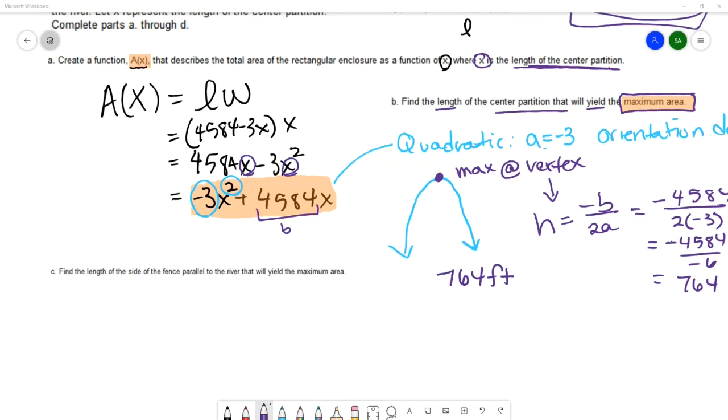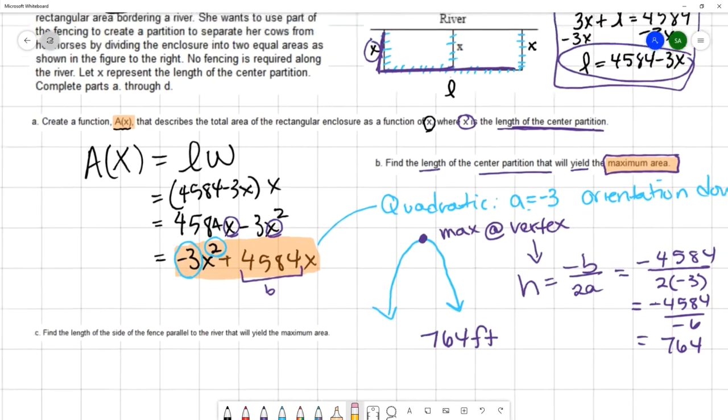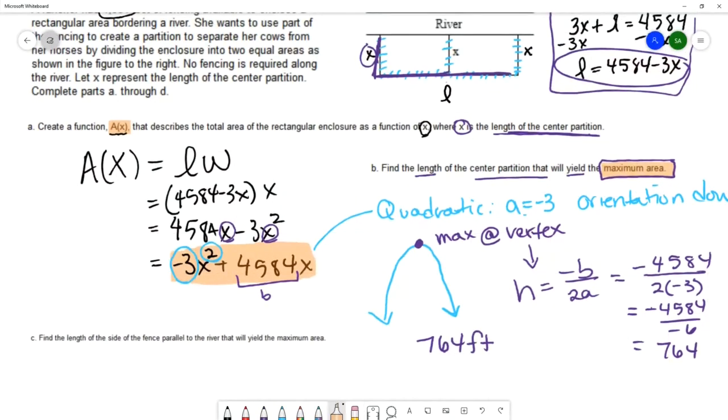So in part C, we want to find the length of the side of the fence that is parallel to the river. And I've maybe zoomed out just a little bit too far. So if you'll recall earlier, we found this is the length of the side that is running parallel to the river. These two lines are parallel. This line here is running perpendicular to the river.